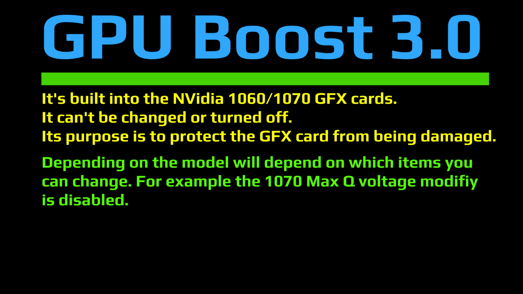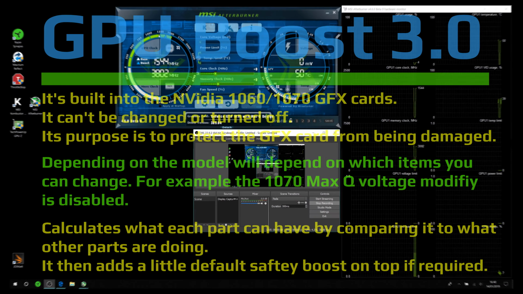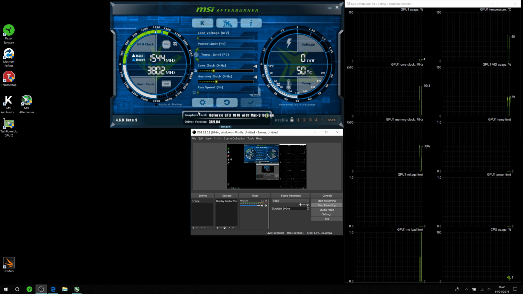For example, on the 1070 Max-Q, the voltage modifier is disabled. It calculates what each part can have by comparing it to what other parts are doing. It then adds a little default safety boost on top if required.